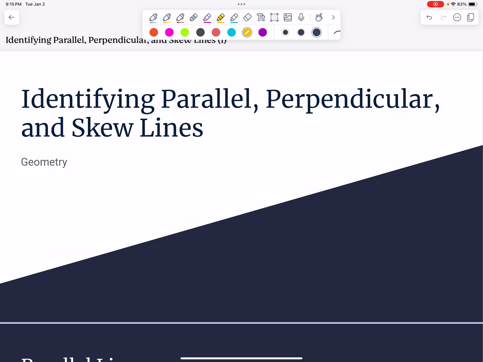Hello everyone, and welcome to our lesson on identifying parallel, perpendicular, and skew lines. We will also discuss when lines are just intersecting.